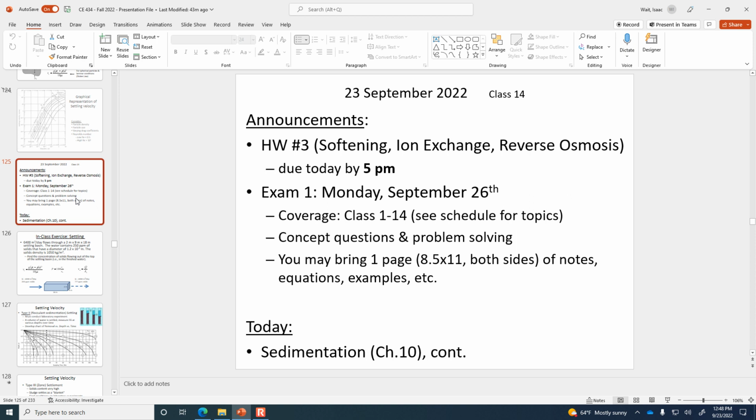Okay, so the problem's on the front, the solution's on the back. Just another chance to get some practice. Any questions before we go our separate ways for today?